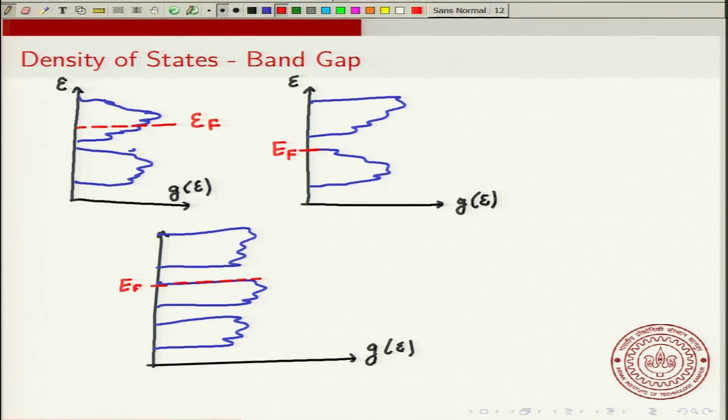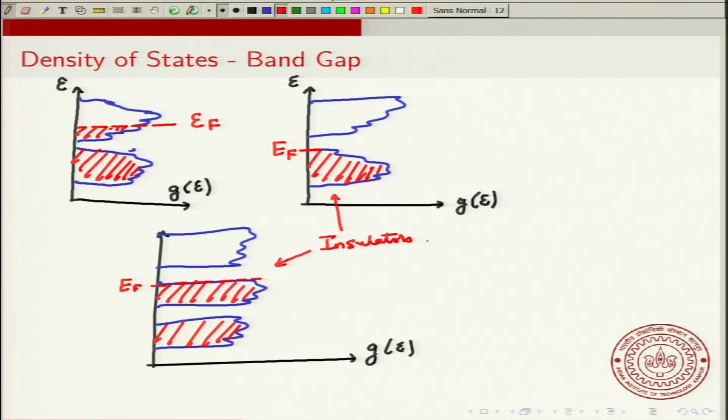Then what you will say is that all these bands are full. The states corresponding to these energies are fully occupied. In the case of the conductor, you would say that all these states are fully occupied, but the states corresponding to these energies are actually partially filled. In this case, you will just have all these states being occupied. These are insulators. So, these two are either insulators or semiconductors, depending on the size of the band gap, whereas this would be a conductor.